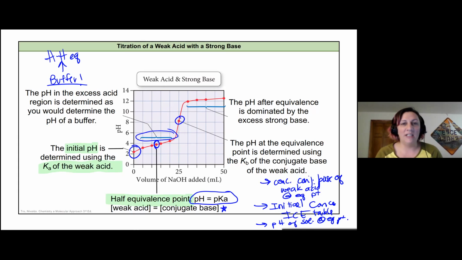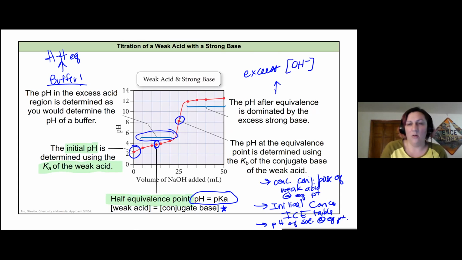After that, if we continue adding sodium hydroxide, we know that that strong base is going to dominate the pH value that we're reading. So you have to figure out the excess concentration of hydroxide. How many moles have I added more than what I needed to reach the equivalence point? Divide that number of moles by the volume. You can use that excess hydroxide concentration to calculate the pOH to get to the pH of the solution.